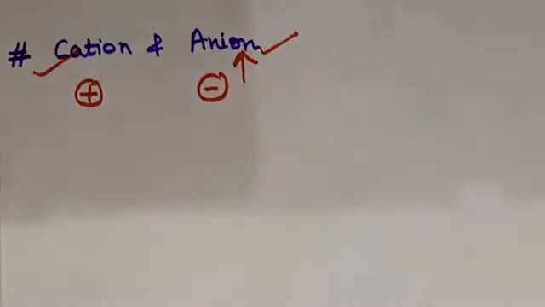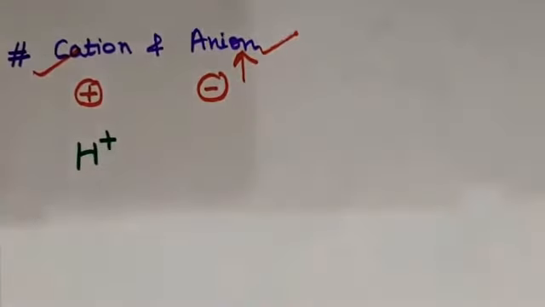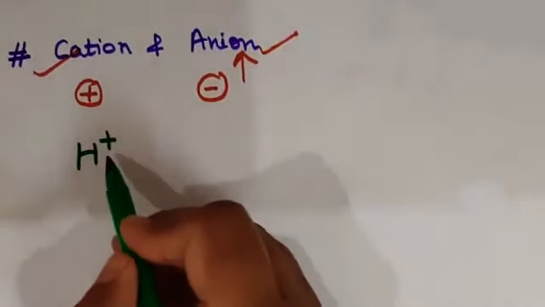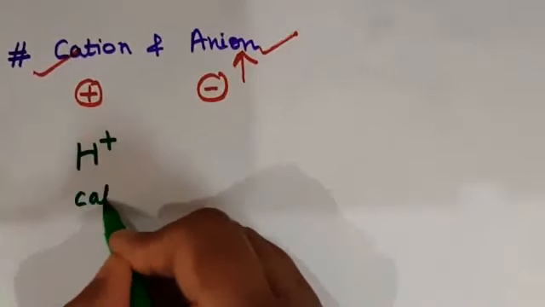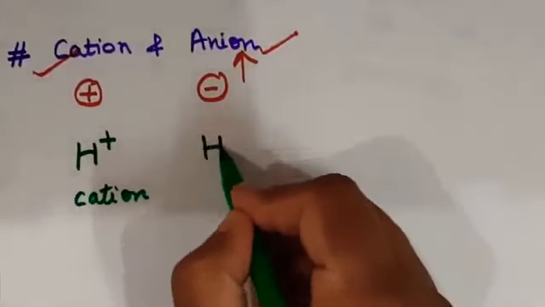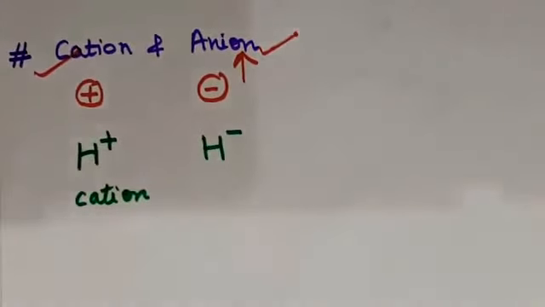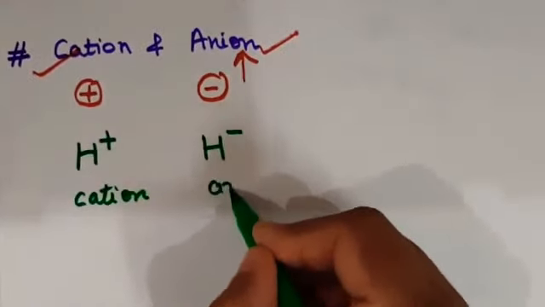For example, if I take H positive, which charge does it have? It bears a positive charge, so it is a cation. Okay, and if I take H negative ion, which charge does it have? It has a negative charge, so it is called an anion.